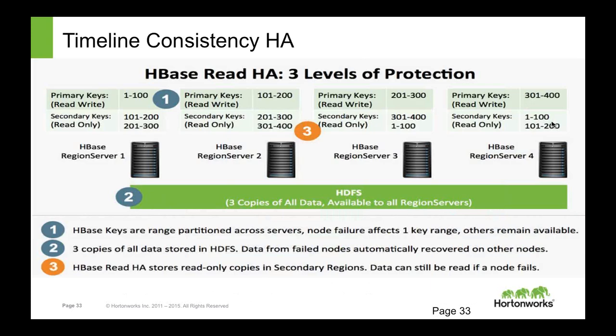So there are really three levels of high availability in HBase. The first one is partitions. We mentioned range partitions across servers. The second one is your standard HDFS replication. So HBase data is replicated within the cluster, within HDFS. And finally, the HBase read HA secondary regions. So HBase right now is very, very highly available. It's about 2 nines high availability right now.